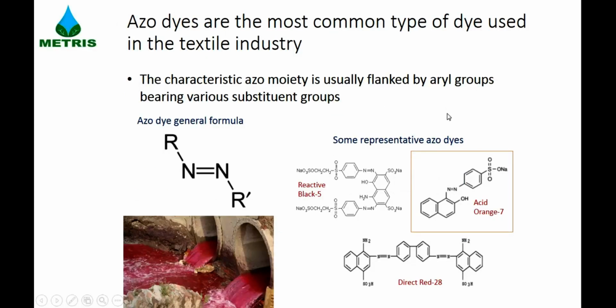Now, when it comes to the textile industry, azo dyes are the most common type of dyes used. And these are characterized by this moiety here, N double bond N. So you have examples here like reactive black, acid orange 7, direct red. So quite a number of dyes used in industry have this characteristic functional group in there.